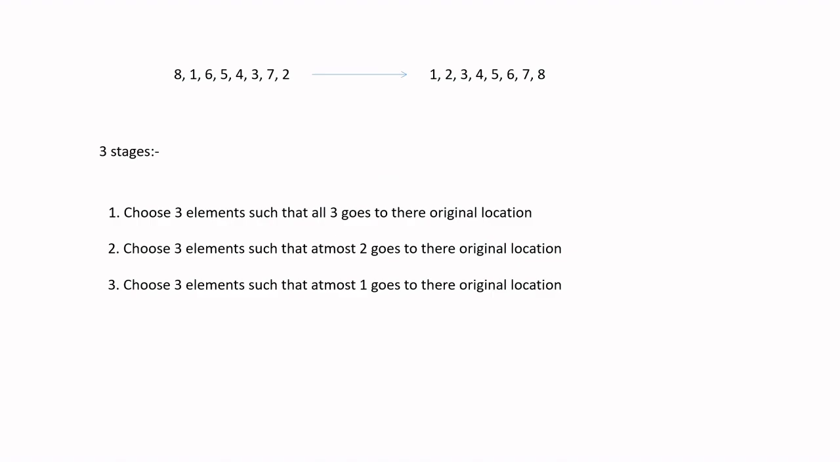To perform this sorting in these three stages: in the first stage, we will only check for three elements where all three can go to their original position. In the second stage, we choose three elements such that two will go to their original place, but before choosing these elements, we have to search whether any elements satisfy the stage 1 condition. If there are none, then we go for the second stage. And in the third stage, likewise, we will search for the first stage situation, then the second stage, then the third stage.